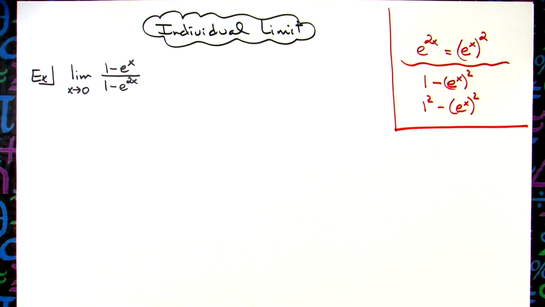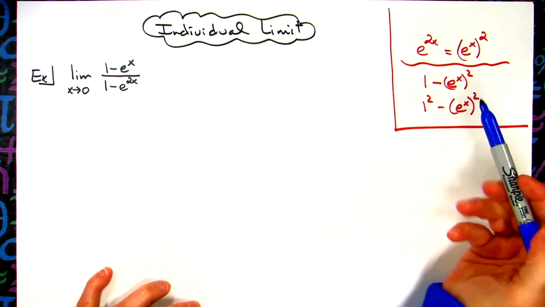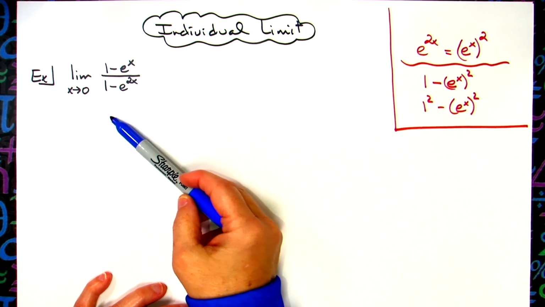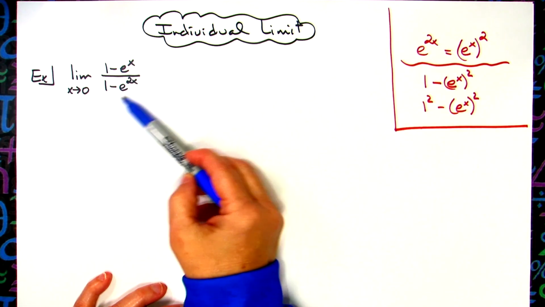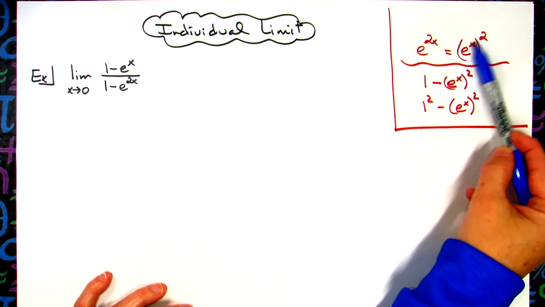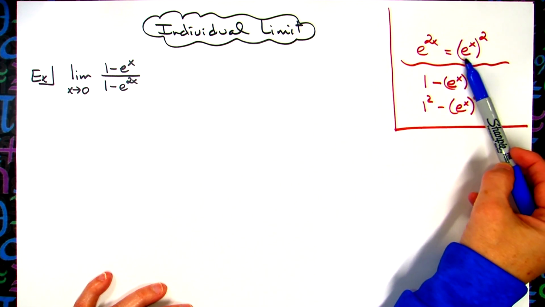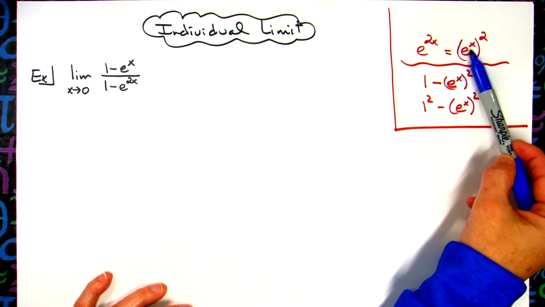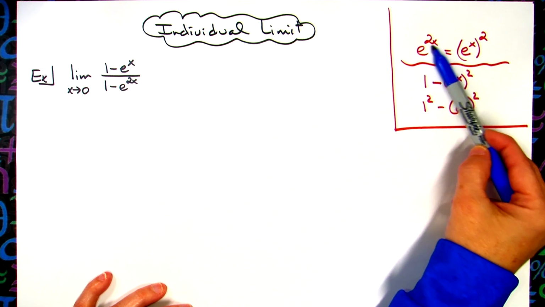In this video, we're going to take a look at an individual limit. I've got some things written over here that's going to help us with the algebra to manipulate this. All right, we do see an e to the 2x, so we're going to use our laws of exponents and just rewrite this so that we can see this as a power raised to a power. All right, so e to the x raised to the second is still e to the 2x.